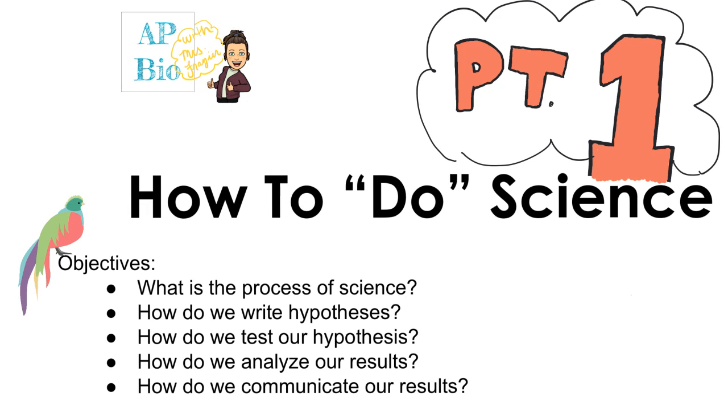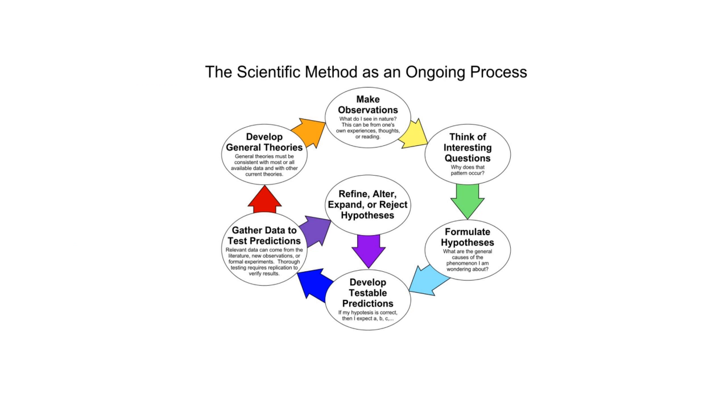This is How to Do Science Part 1, and in this video we are going to talk about the process of science and how to write our hypothesis. The scientific method is a way that scientists think about figuring out a problem. You've probably seen it in your past classes, and it has looked something like a series of steps, like 1, make an observation, 2, come up with a question.